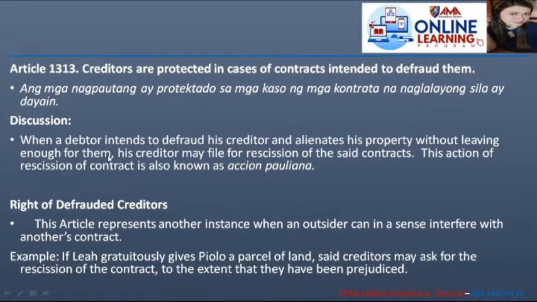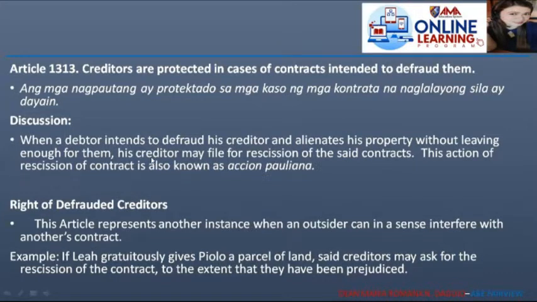Next, 1313. Creditors are protected in cases of contracts intended to defraud them. Ang mga nagpautang ay protektado sa mga kaso ng mga kontrata na naglalayong sila ay dayain. So, pinapanigan ng batas, no, ang creditor, ang mga nagpautang, doon sa mga kontrata na pinasok ng mga debtors, mga umutang, para yung kanilang inutangan ay dayain nila or takbuhan nila.